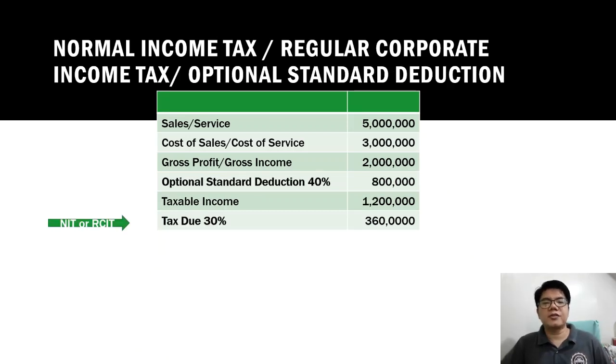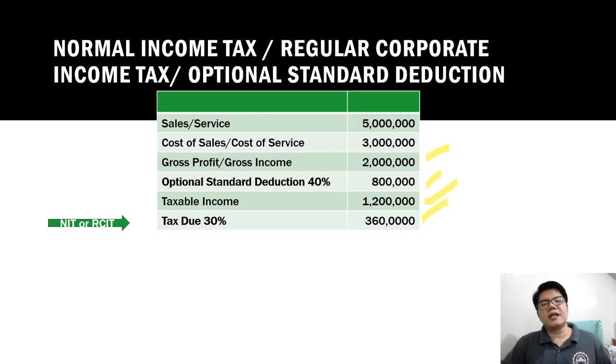In the case the corporation opted to use the optional standard deduction, there is no need to compute for the itemized expenses. You just simply deduct the 40% of the gross income from the gross income. In this case, you will get 800,000. So that is 2 million times 40%, you will get 800,000. So deducting 800,000 from 2 million, you'll get taxable income of 1,200,000. And you'll get 360,000, which is 30% of 1,200,000.